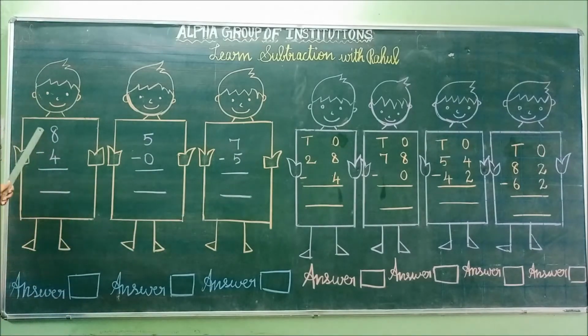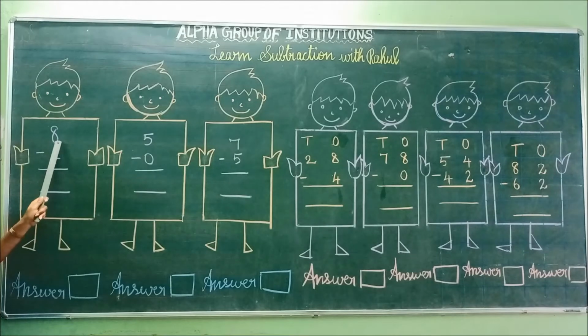So what is the first number here? See, this is a simple subtraction. For addition we have added the numbers. For subtraction we are going to subtract the numbers. See, what is the number here? 8. This is the bigger number. So we have to subtract the smaller number from the bigger number. This is 4, the smaller number, and this is 8, the bigger number.